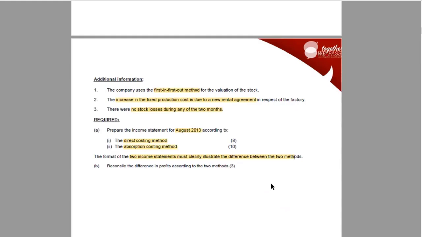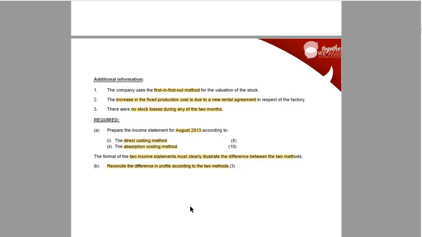That line item is not in this income statement, but it's in this income statement. So show the difference between the two methods in terms of how you put your income statement. And then B asks you to reconcile the difference in profits according to the two methods. So A asks you to prepare an income statement according to these two methods. And then B asks you to reconcile the difference between the profit that you will get under direct costing and the profit that you'll get under absorption costing method.